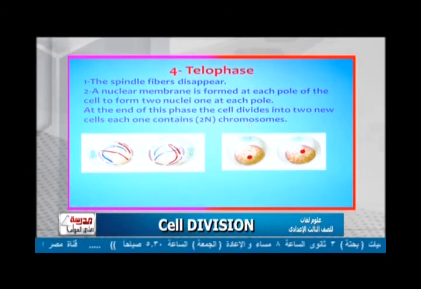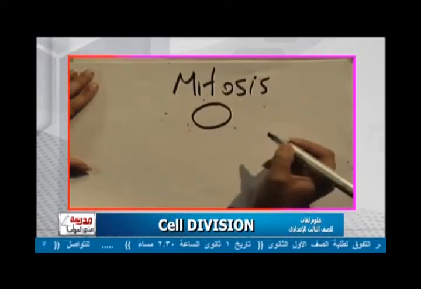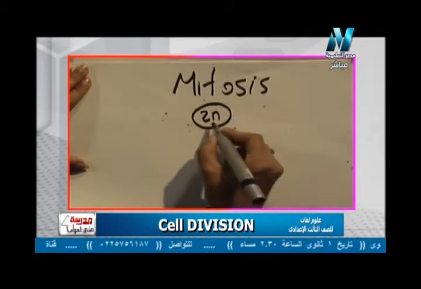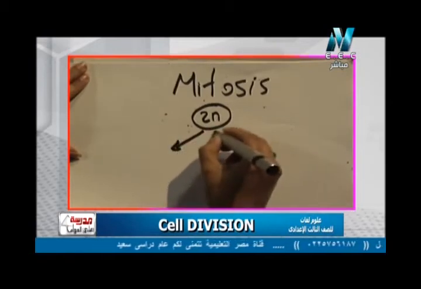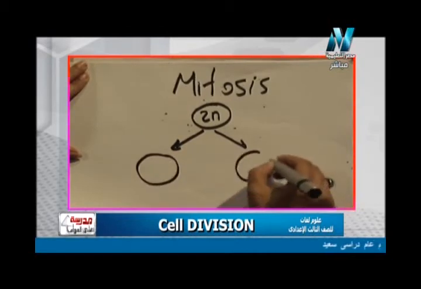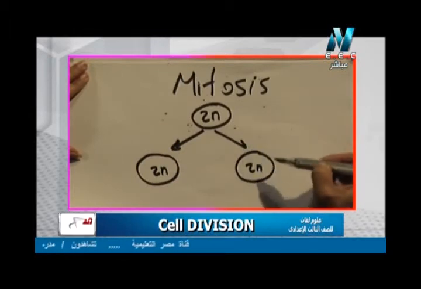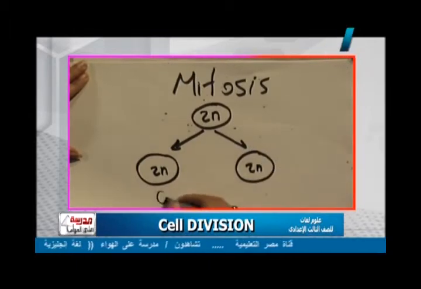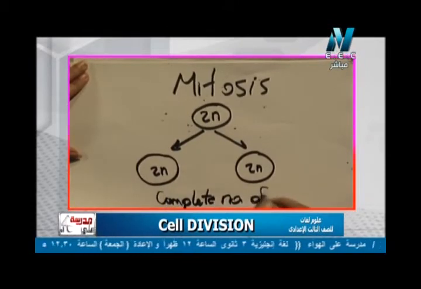اوكي، يبقى draw together كده مع بعض الميتوزس. ادي الميتوزس، ادي الوان سيل. اوكي، we started 2N. قلنا what's meant by 2N؟ Complete number of chromosomes. هتعمل division، ال end of mitosis هيجيب لي 2 identical cells, 2N and 2N. يبقى الميتوزس produce 2 cells with complete number of chromosomes.